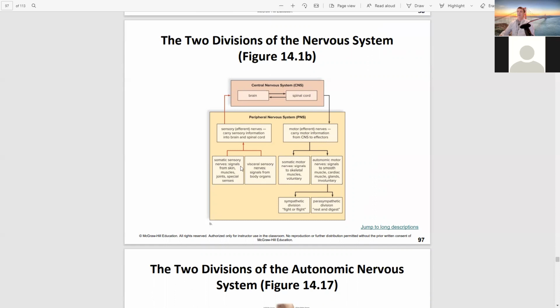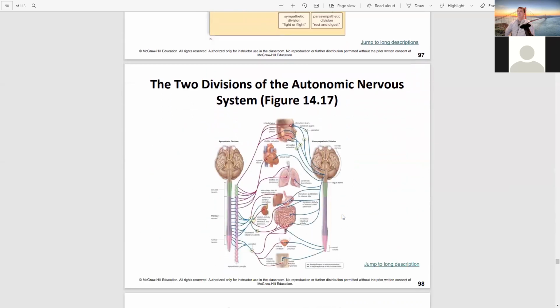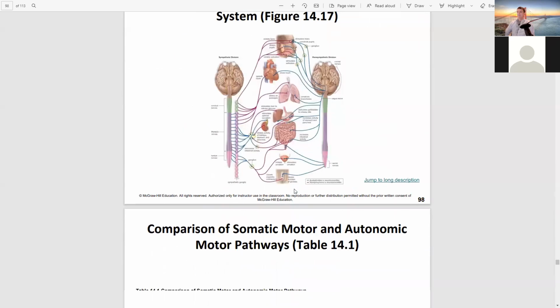So somatic sensory nerves signal from skin, muscles, joints, and special senses. And then the visceral sensory nerves signal from body organs. Then we have the somatic motor nerves, which signal the skeletal muscles and are voluntary. And the autonomic motor nerves, which signal smooth muscle, cardiac muscle, and glands, which are involuntary. And then we have the sympathetic division, which is fight or flight, and the parasympathetic division, which is rest and digest. Okay, and that's shown here.